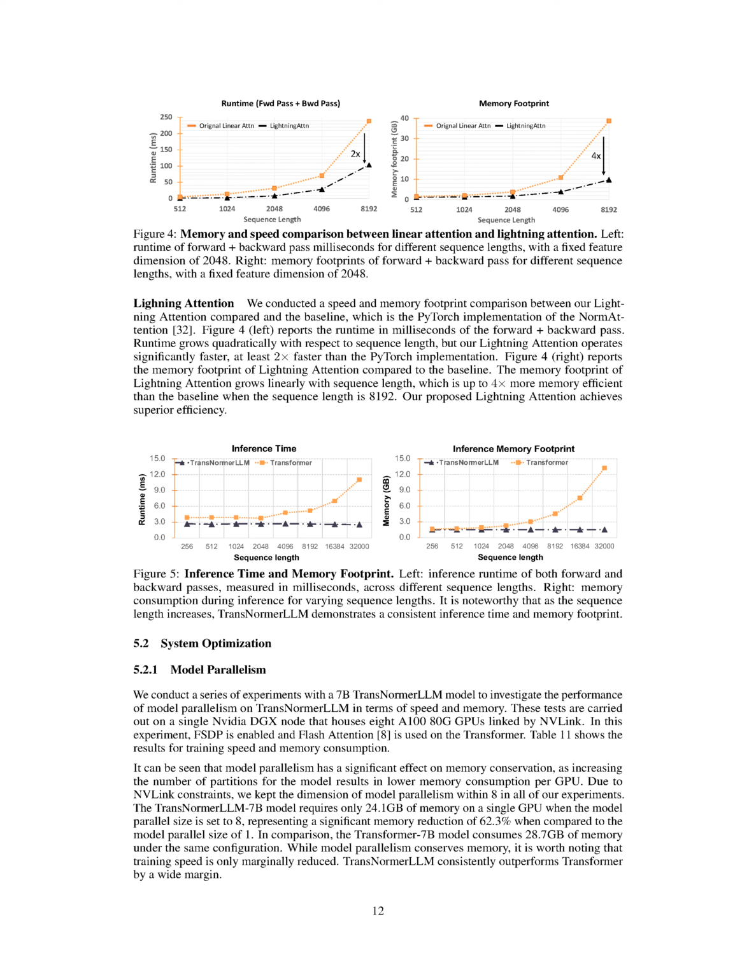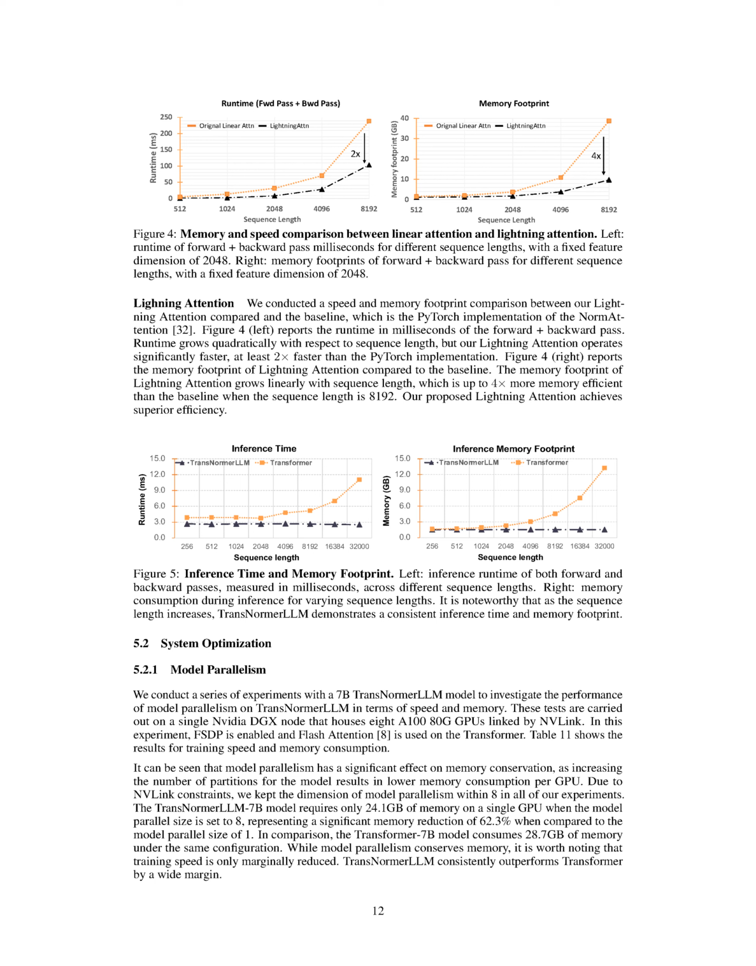Section 5.2.1 Model Parallelism. We've conducted a series of tests using a 7 billion parameter TransNormerLLM model to examine how model parallelism affects the speed and memory usage of the TransNormerLLM. These experiments were performed on a single NVIDIA DGX node, which contains 8 A100 80G GPUs connected by NVLink. In these tests, we used FSDP and flash attention on the transformer. The results, as shown in the table, indicate that model parallelism significantly helps in saving memory. As we increase the number of partitions for the model, the memory usage per GPU decreases. However, due to NVLink limitations, we kept the model parallelism dimension to a maximum of 8 in all our tests.